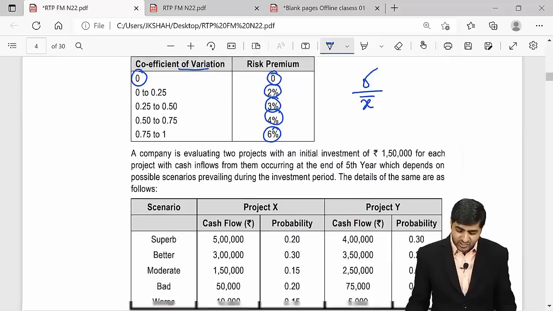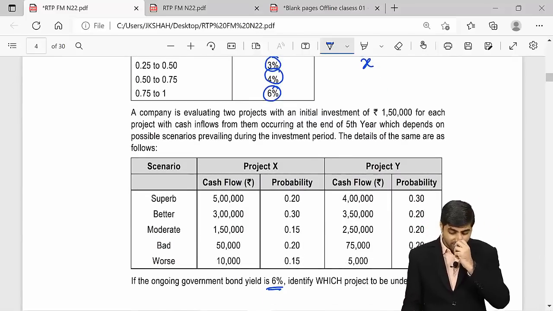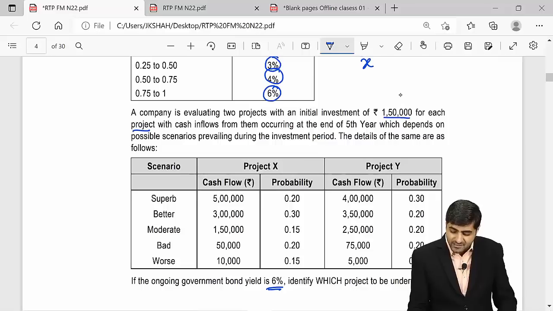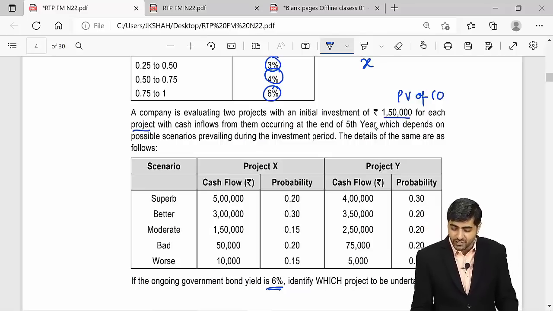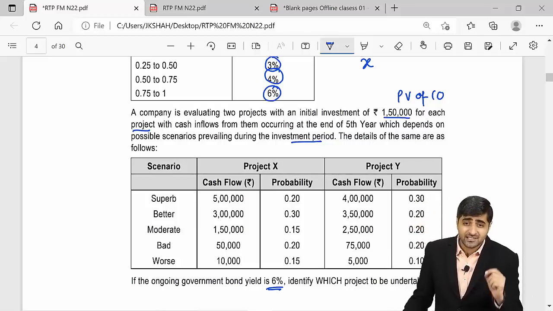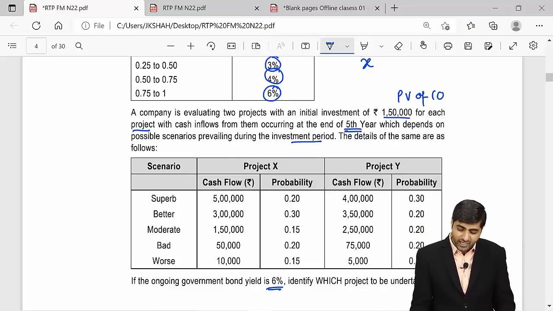So guys, just check in this particular question what data is given to you. A company is evaluating two projects with an initial investment of rupees 1,50,000 for each project. So basically this is nothing but your present value of cash outflows, and they have told you that the cash inflows from them occur at the end of the 5th year, which depends upon the possible scenario prevailing during the investment period. So all these are your cash inflows which are estimated at the end of the 5th year.